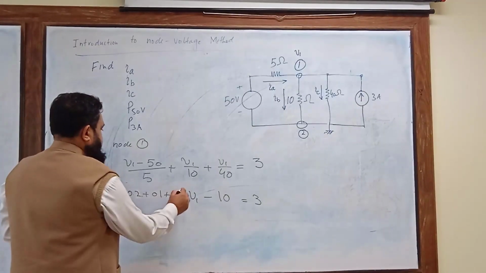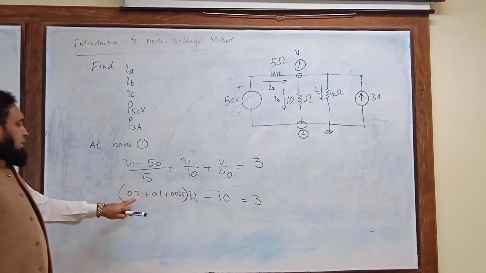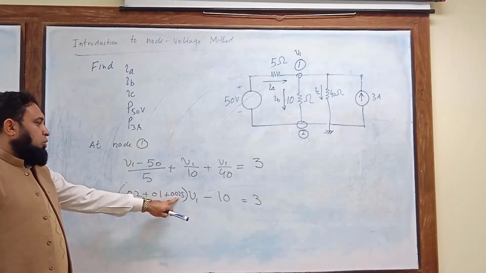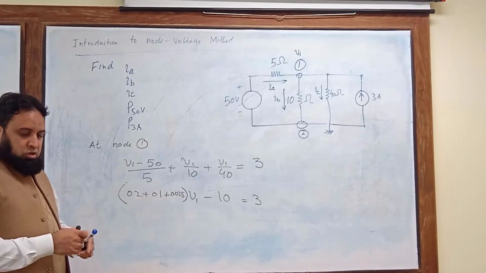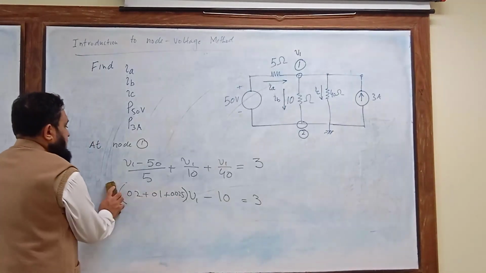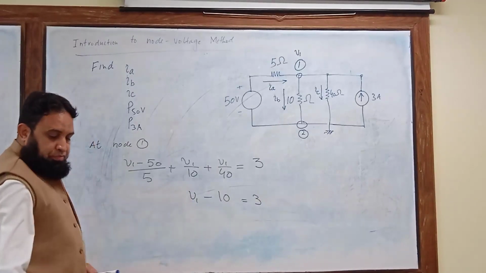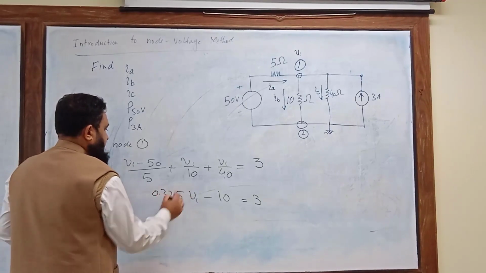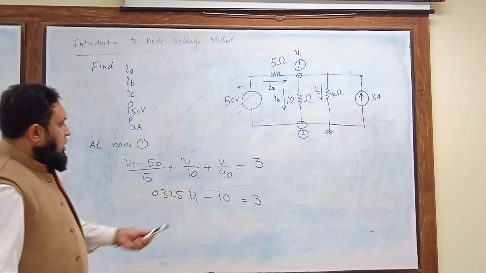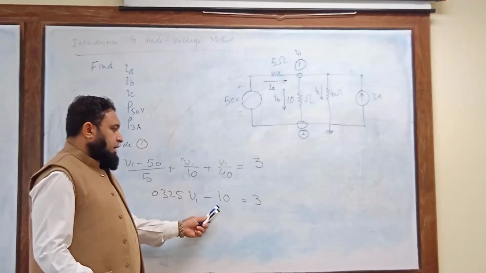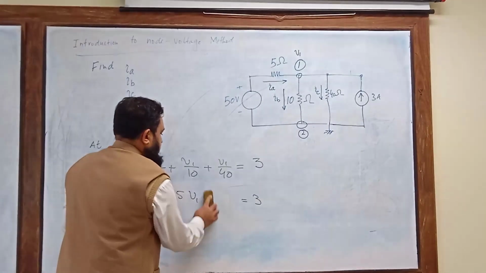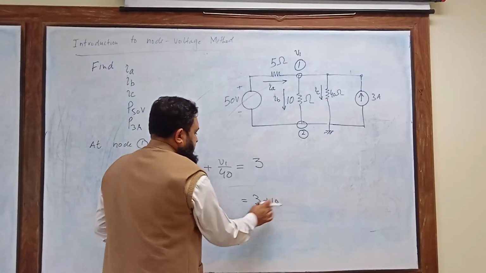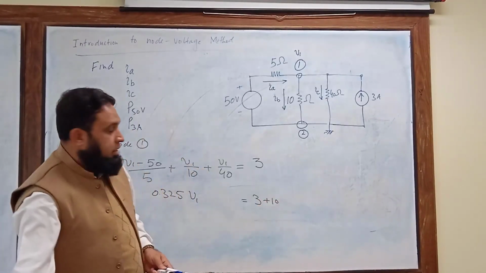Adding all these 0.2, 0.1, 0.3 and 0.025, the total is equal to 0.325. Now transposing this minus 10 to the right-hand side, we can write this as plus 10, and 3 plus 10 is of course 13.